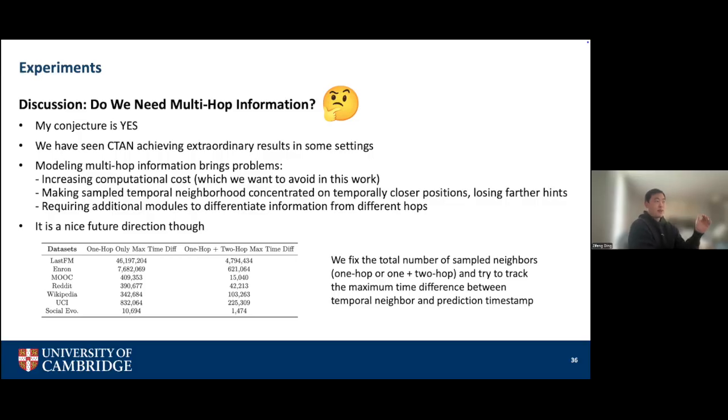The last problem is that modeling multi-hop information requires additional modules to differentiate information from different hops. We have found that, for example, our baselines CTAN and CAWM both consider the multi-hop information, but in most cases, they cannot beat us. We think it's because their model capacity is not strong enough to optimally differentiate information from different hops.